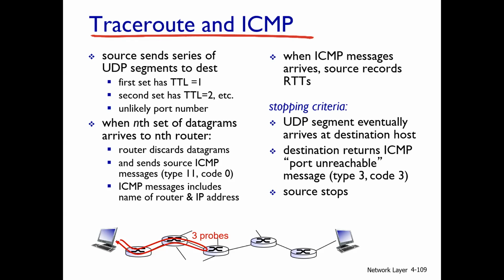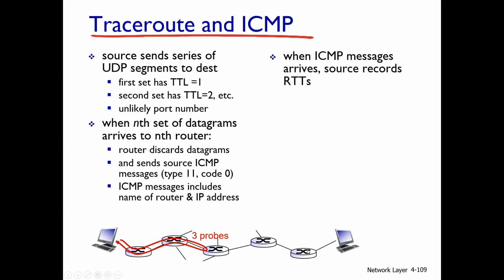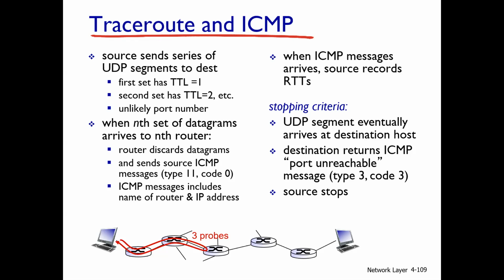So इस तरह करते करते what happens is that you will be able to trace the entire path hop by hop to the destination, and at the destination, of course, your ICMP message will be port unreachable. Okay, so that's the stop criteria. The UDP segment eventually arrives at the destination host, and the destination returns ICMP port unreachable, which is type 3 code 3. And उससे पहले, when these TTL expire हो रहे, you have a type 11 code 0 message being sent back by each one of these intermediate routers. Okay? And that is how you can trace the route.